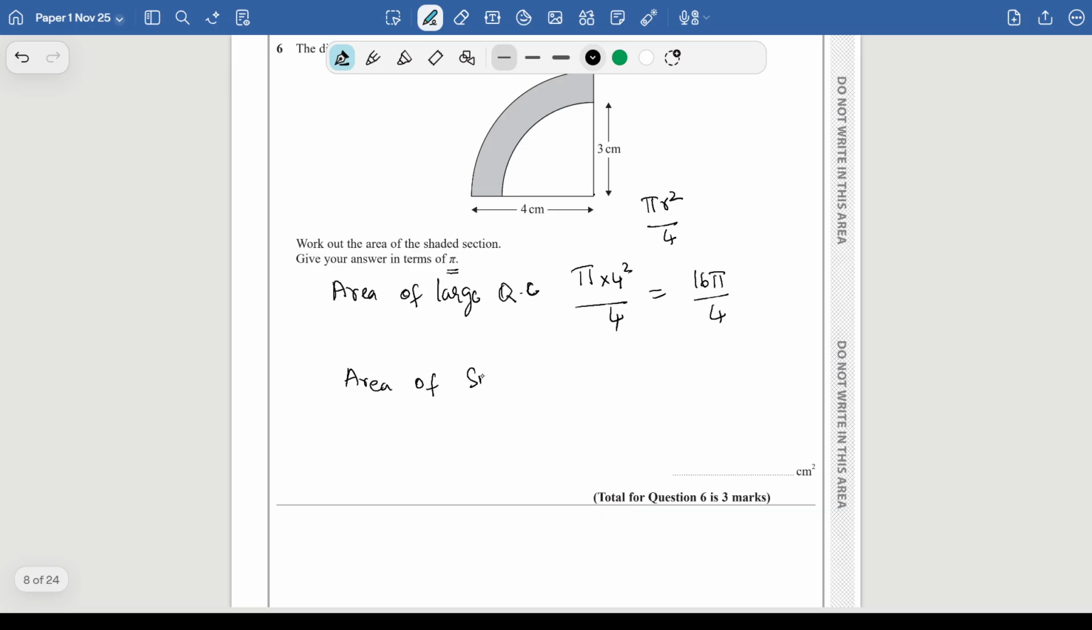So area of smaller quarter circle will be pi times 3 square over 4. So 3 square is 9 pi over 4. And to find the area of this shaded part, or the area of the ring, here will be 16 pi over 4, take away 9 pi over 4. Since we have the same denominator, we just have to subtract the numerators. 16 pi take away 9 pi. So that will be 7 pi, right? The answer is 7 pi over 4.